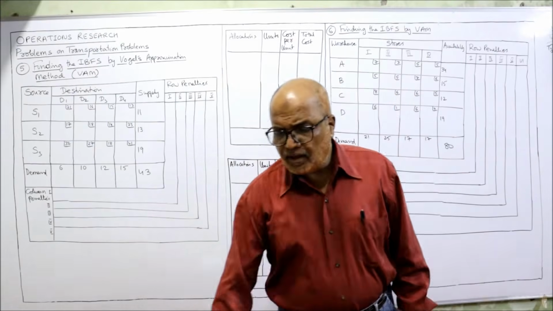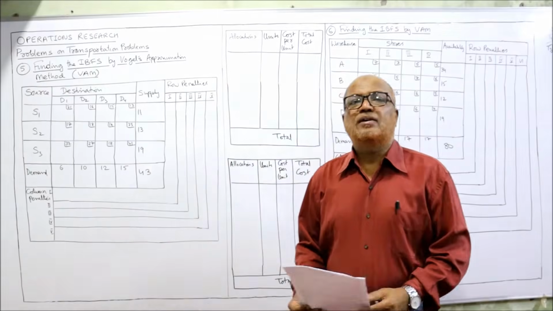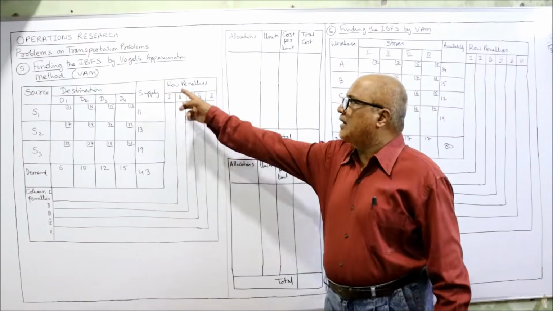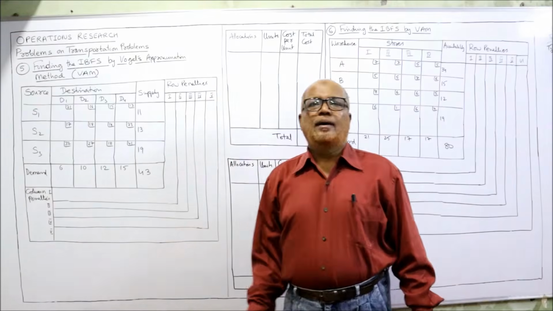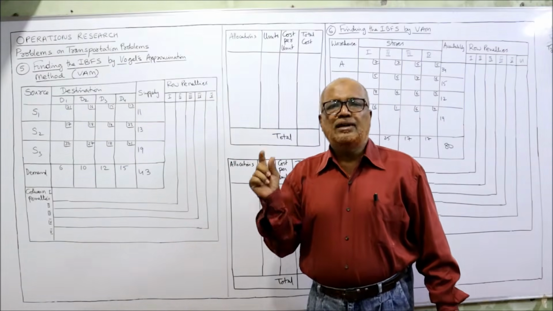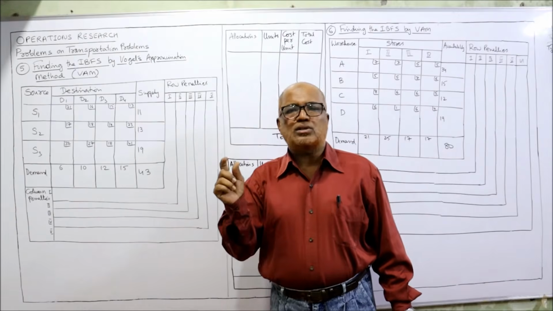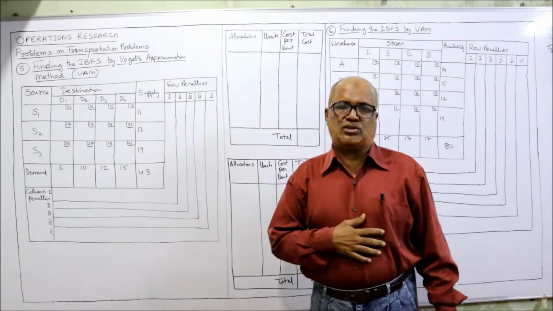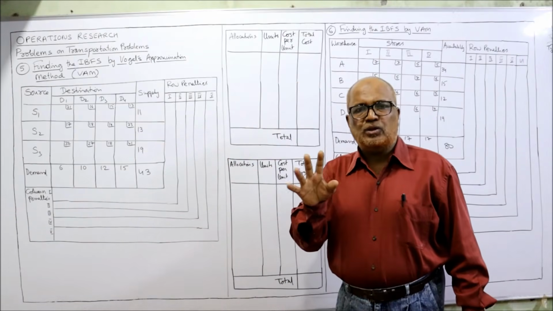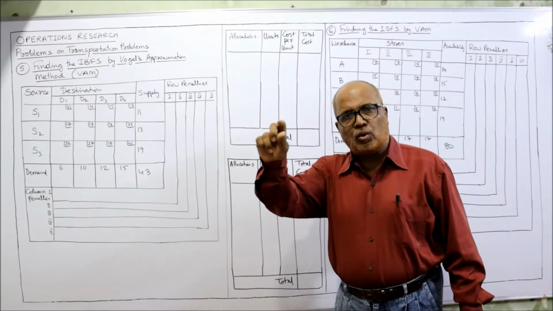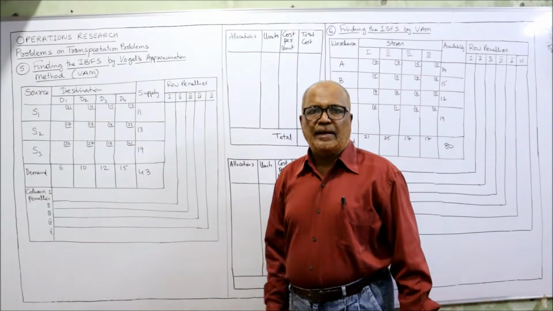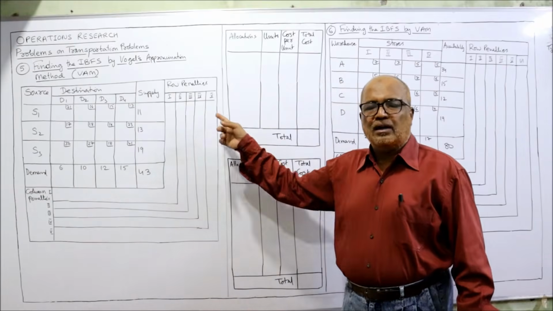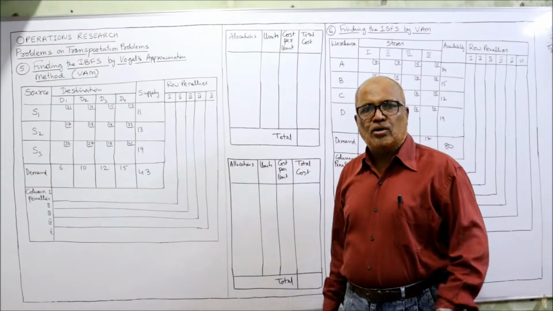Now, in this IBFS by VAM, we have to take the penalties, row penalties and column penalties. Penalty means the difference between the smallest cost and the next smallest cost. The difference between the smallest cost in each row from the next smallest cost, that difference is called the penalty. So we find the penalty for each row and each column.